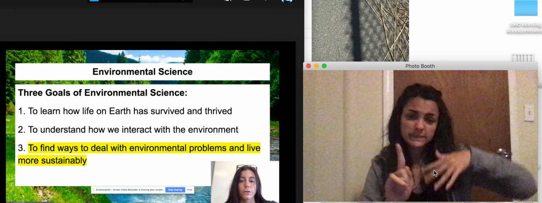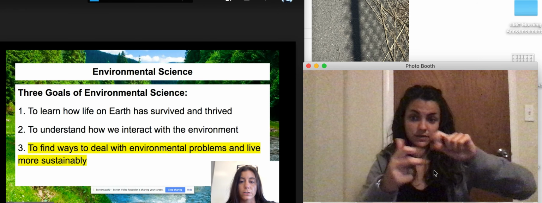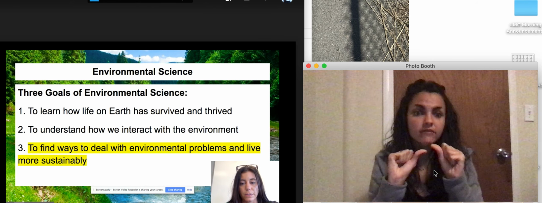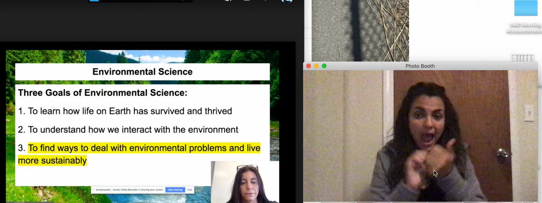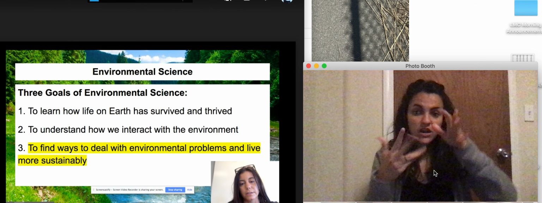So what are the 3 goals of environmental science? 1, to learn how life on Earth has survived and thrived. 2, to understand how we interact with the environment. And 3, to find ways to deal with environmental problems and live more sustainably.